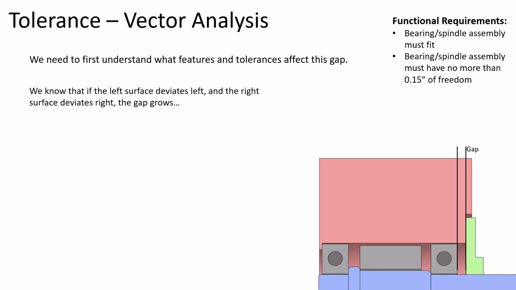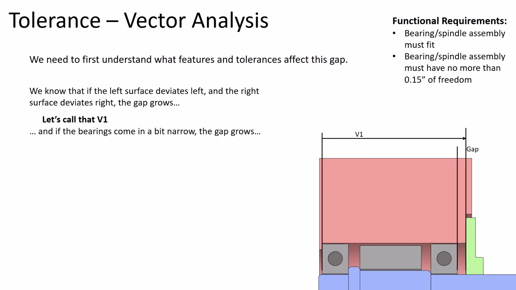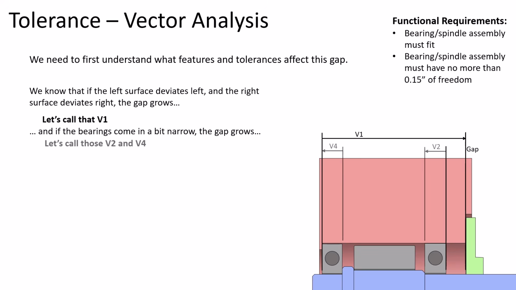And we can measure how far these two surfaces get from each other. We'll call that vector 1. We can draw a line between those 2 red surfaces. And if the bearings come in a little bit narrow, the gap will grow as well. So picture the bearings getting a little bit thinner. That shuffles everything over to the left. And we know the distance between those 2 surfaces on each one of those bearings. We can call those vector 2 and vector 4.